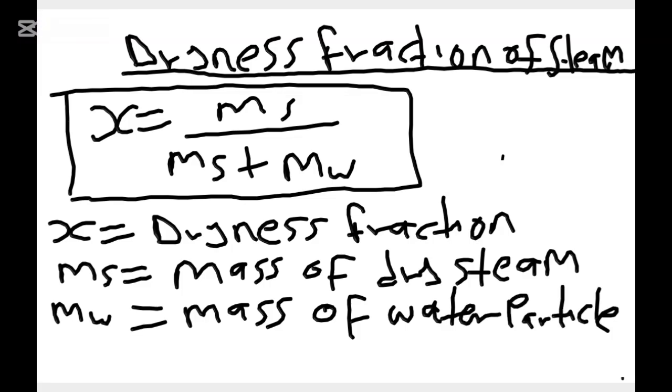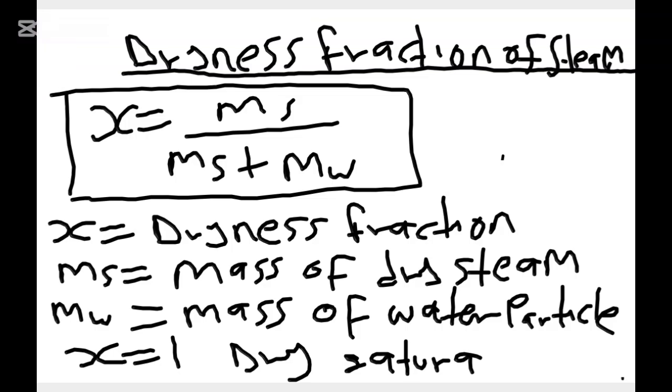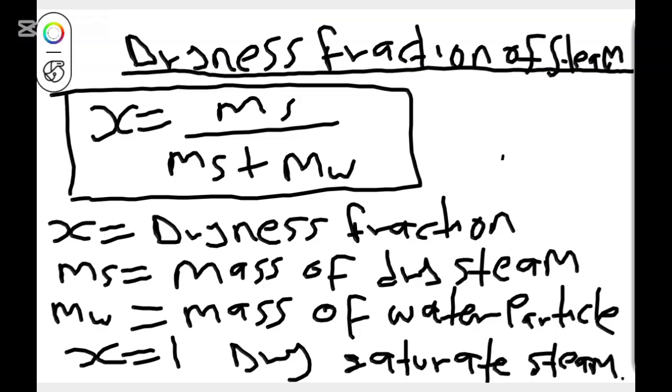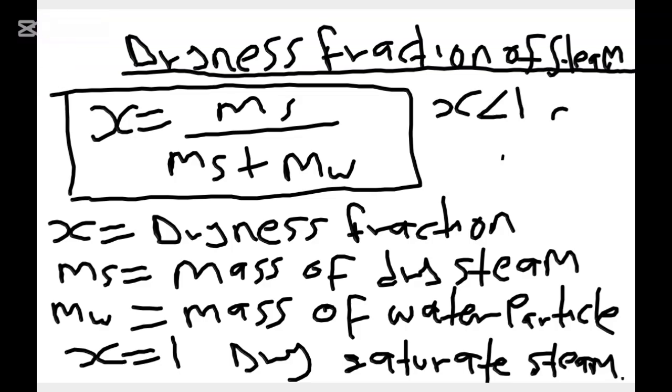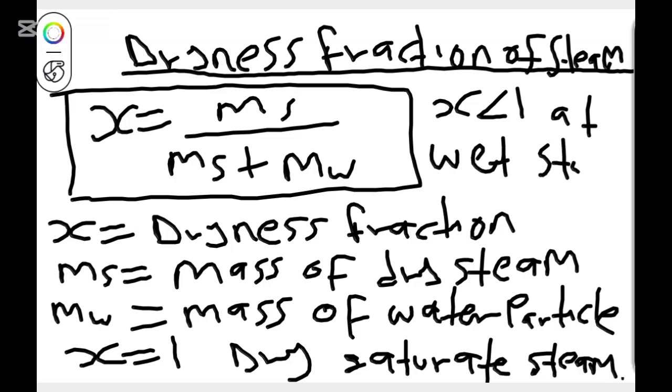And you have to take note of something. X is equal to 1 at dry saturated steam. But X is less than 1 at wet steam. So this is all for the dryness fraction.